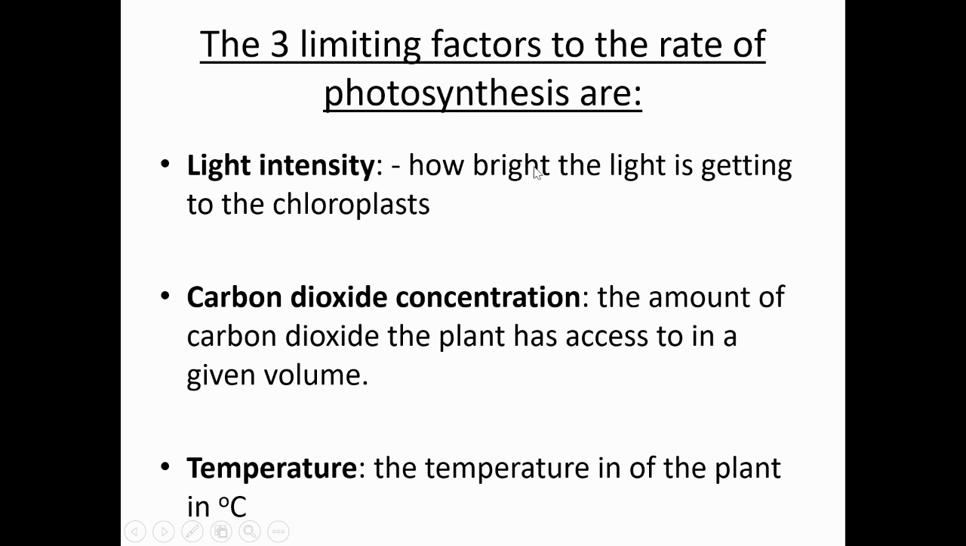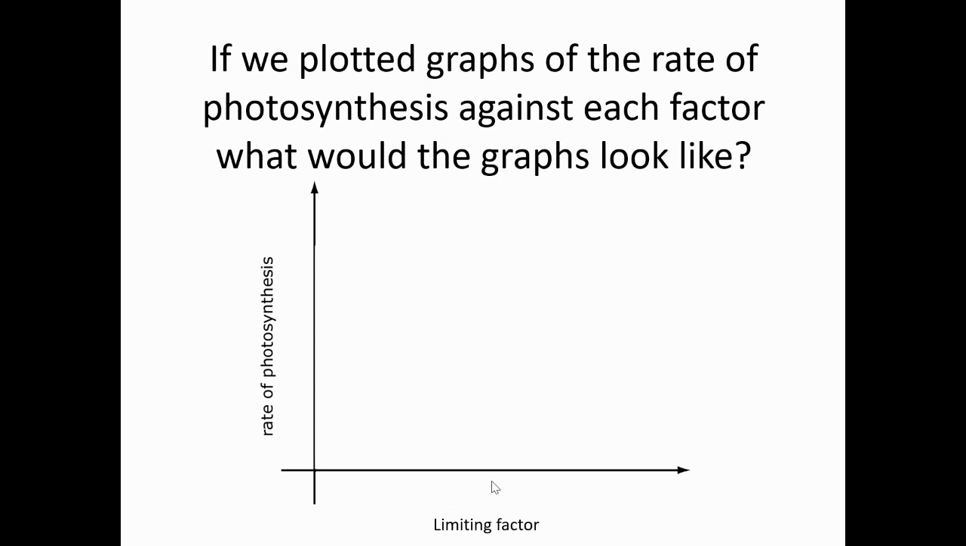How bright the light is getting to the chloroplasts will affect how quickly photosynthesis happens. The amount of CO2 the plant has access to and the temperature within the plant will affect the rate of photosynthesis. Today we're going to be looking at what would happen if we plotted that data. And there are 3 graphs, one for each limiting factor, that you are going to need to memorize the shape of. Okay, and then we're going to actually look at some data and talk about that later on.